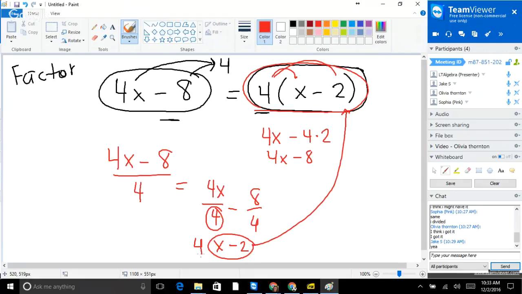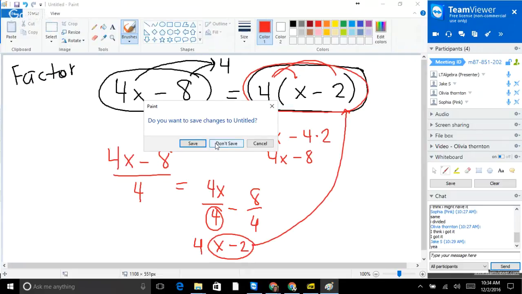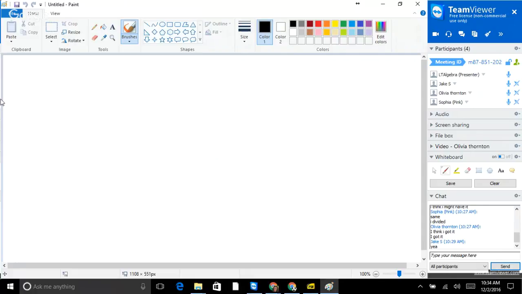So let me do a couple more examples so you can see what I'm talking about. Okay, so this is our introduction to factoring. So if I have, let's see, what do I want to do? If I have 16a minus 18b plus 12, and I asked you to factor it.